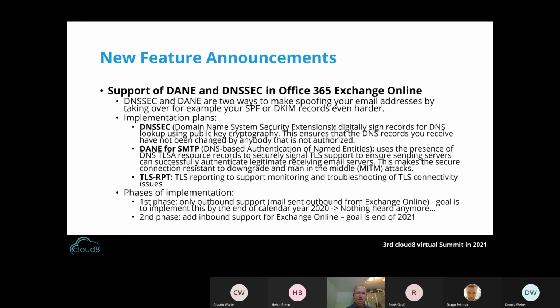So what's coming next? There are still new features out there, though not that many as I reported last year. One of the still open items is DANE and DNSSEC for Exchange Online in Office 365. I have not seen even the first phase of implementation yet. So I guess both DNSSEC and DANE for SMTP are not fully implemented yet. But let me catch up with Microsoft on this one.